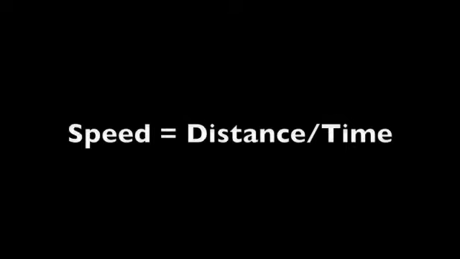Wow, what a race. The runner's time was 11.4 seconds. To find speed from this information, we must first know the distance. The distance the runner ran was 100 meters. With this information, we can now find the speed. Speed is equal to the distance divided by the time. 100 meters divided by 11.4 seconds is equal to 8.77 meters per second.